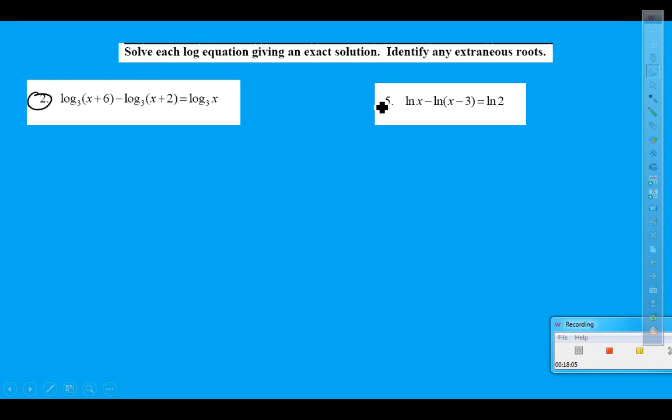Circle number 5. Here's why we're circling these. Notice on number 2, there's a log on both sides. On number 5, there's a natural log on both sides. Don't scribble them out. I was just pointing them out.